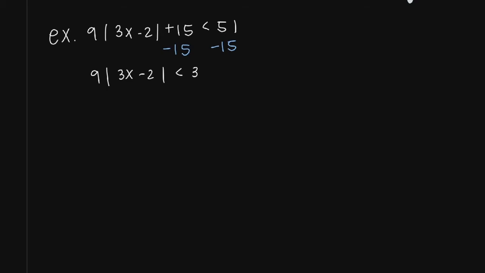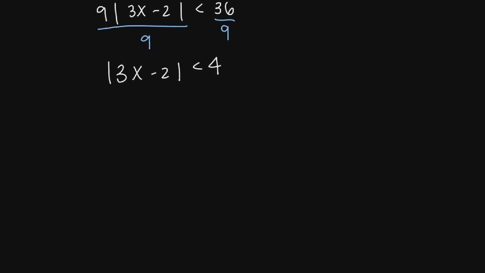So we have 9 times the absolute value of 3x minus 2, plus 15, is less than 51. We have to first isolate the absolute value, so we're going to subtract 15 on both sides. And then we get 9 times the absolute value of 3x minus 2 is less than 36. And then divide by 9. So the absolute value of 3x minus 2 is less than 4.